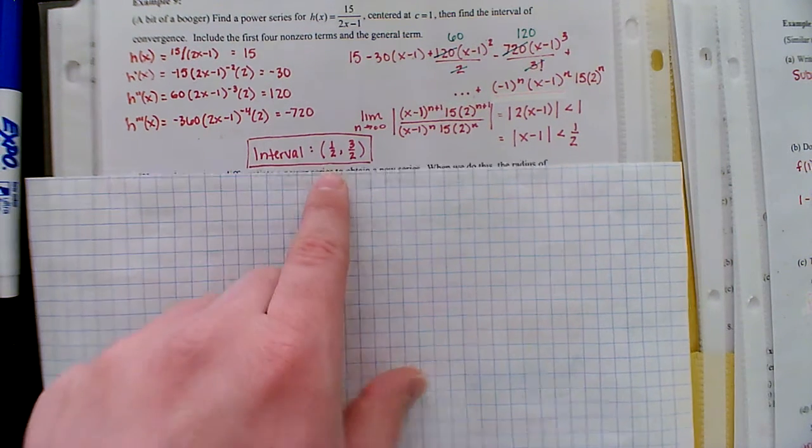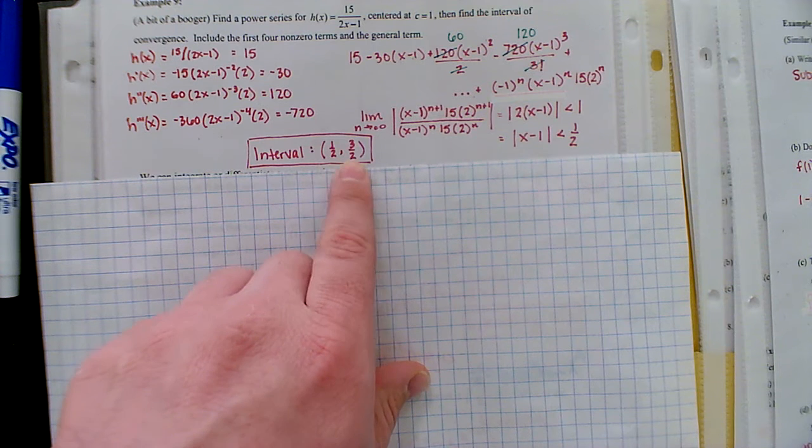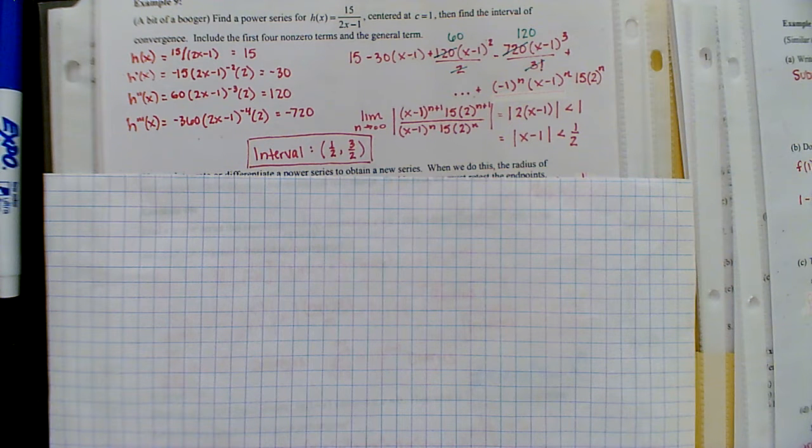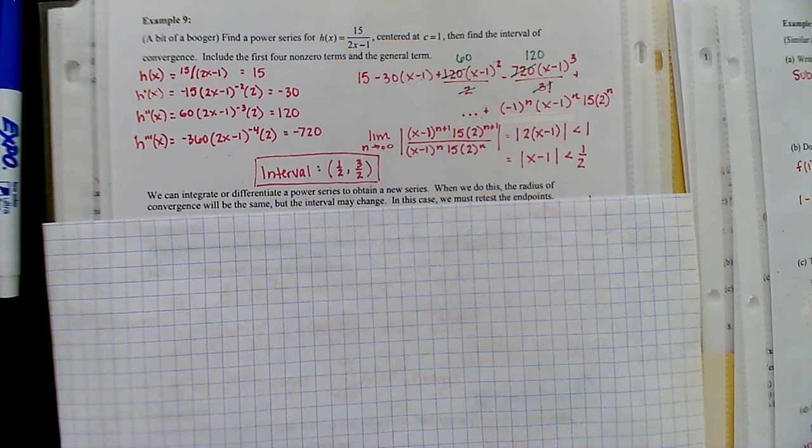Well, it's centered at 1. If you subtract 1/2, you get 1/2. If you add 1/2, you get 3 over 2. So the interval of convergence, 1/2 to 3 over 2. Did you test the endpoints? You should test them. We don't have them tested in this example here, but yes, you should test them.